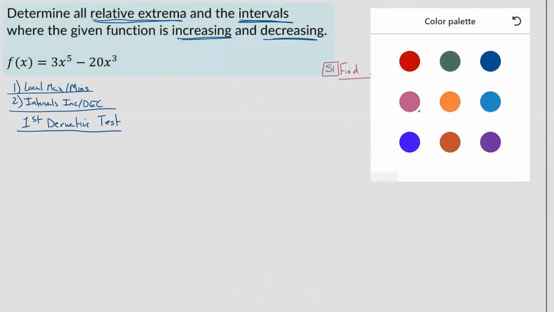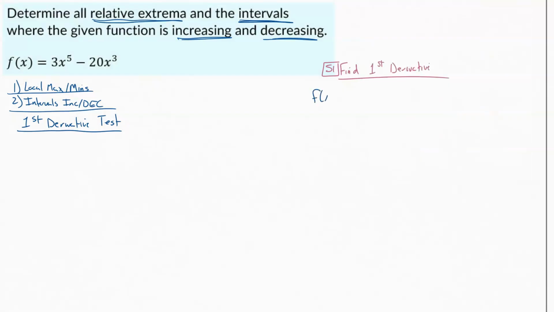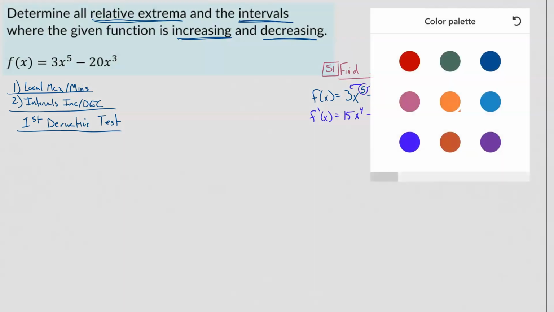So here we are given the equation f of x equals 3x to the 5th minus 20x to the 3rd. We find the first derivative. In this problem, the first derivative can be found just applying the power rule. So we just apply our basic power rule. We bring the 5 down. 5 times 3 is 15x. Subtract 1 from the power gets us x to the 4th. Then bring the 3 down. 3 times negative 20 is negative 60x. Subtract 1 from the power gets us x squared. Step 1 complete.